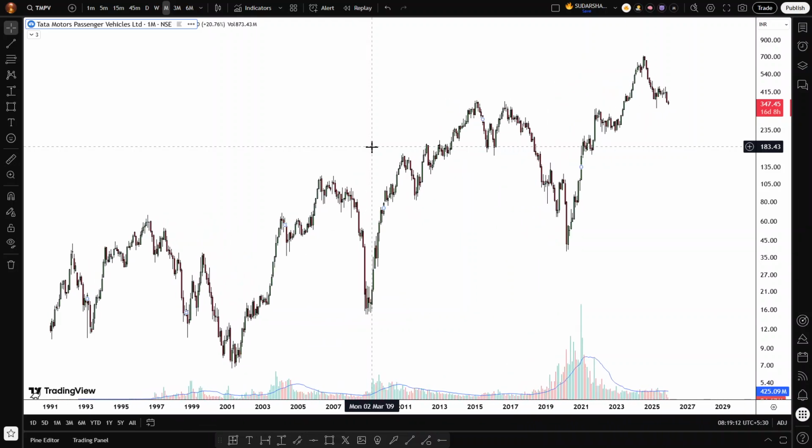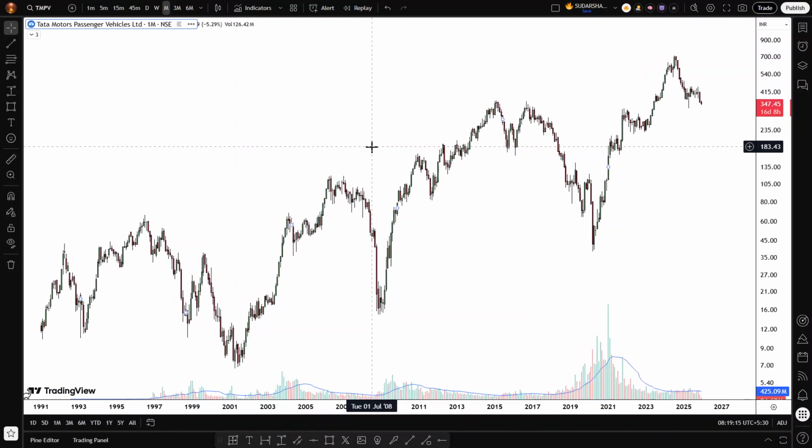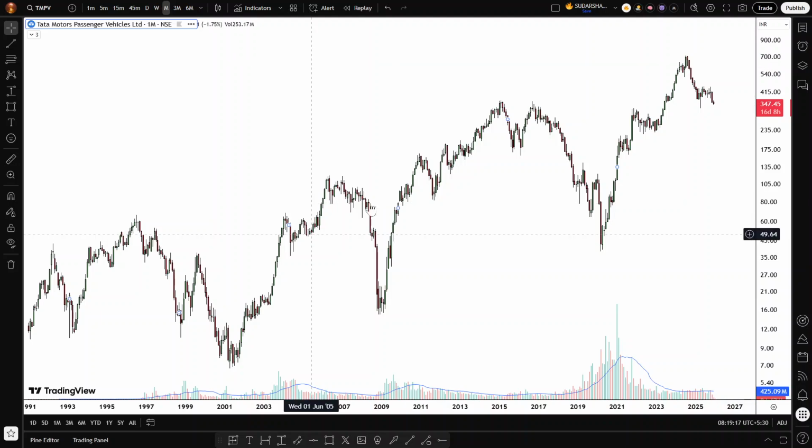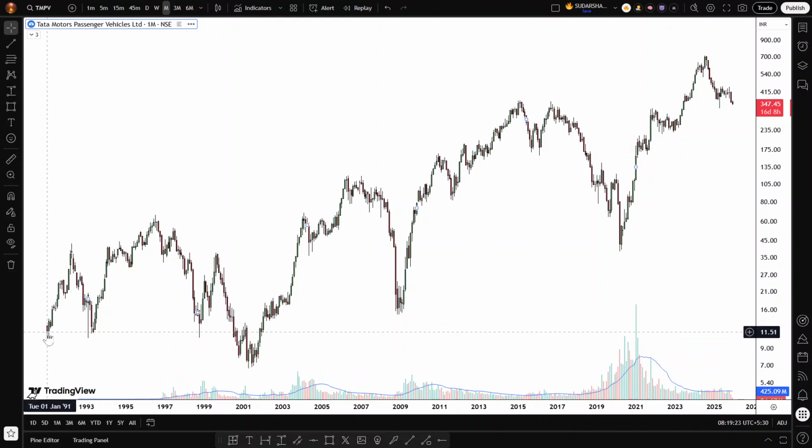Now by seeing this, what can you conclude? Just tell me. This is the long-term chart of Tata Motors, and the data is available from 1991. What you can conclude is that the stock went up, then down, then up, then down, and so on, again and again. Yes, this is the characteristic of the stock.